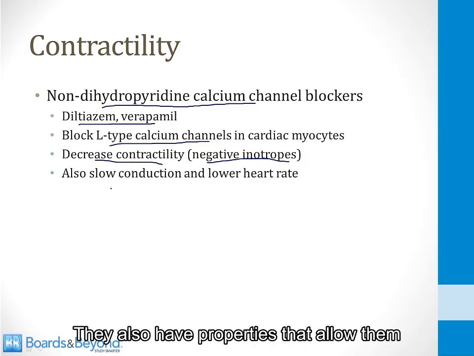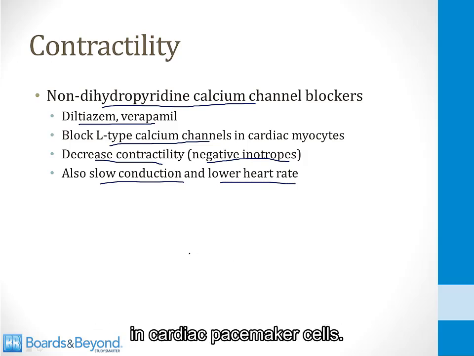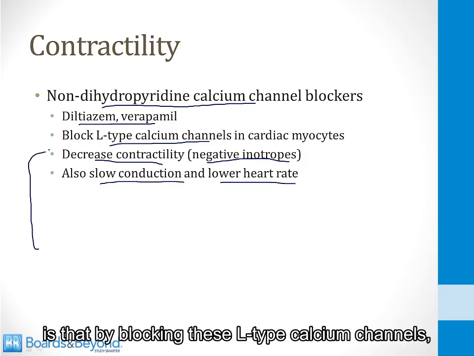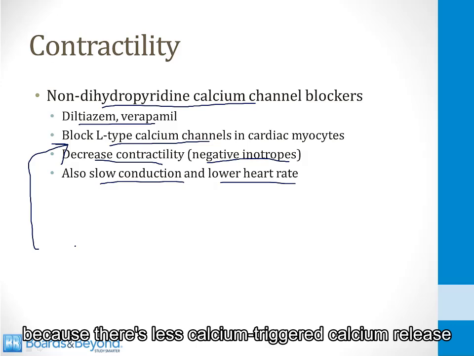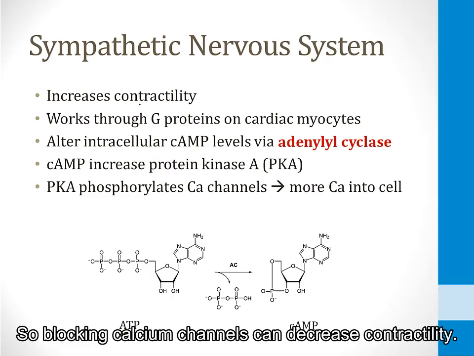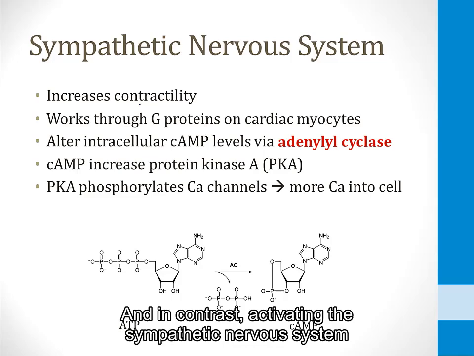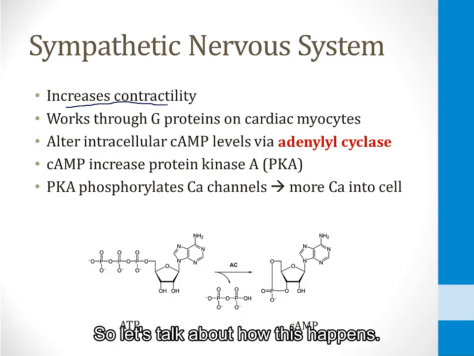They also have properties that allow them to slow conduction and lower heart rate. This is because of effects they have on cardiac pacemaker cells. But the point here is that by blocking these L-type calcium channels, you decrease contractility because there's less calcium-triggered calcium release from the sarcoplasmic reticulum. So blocking calcium channels can decrease contractility, and in contrast, activating the sympathetic nervous system can increase contractility. So let's talk about how this happens.